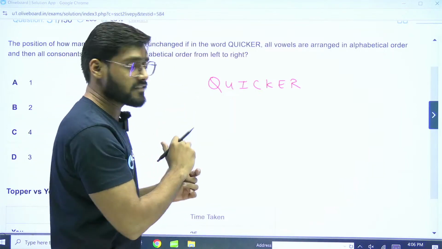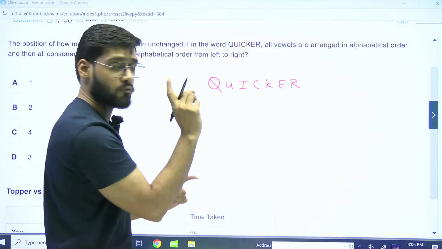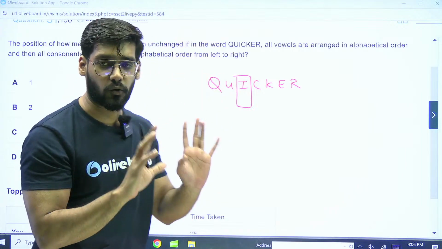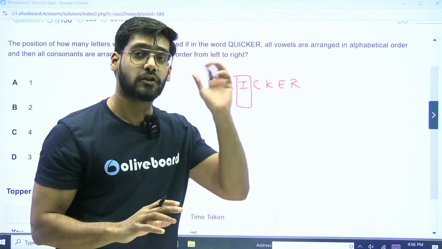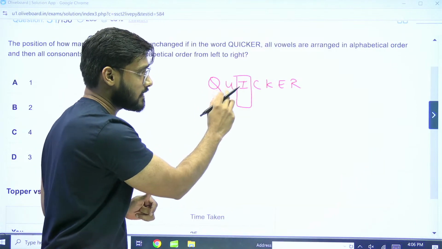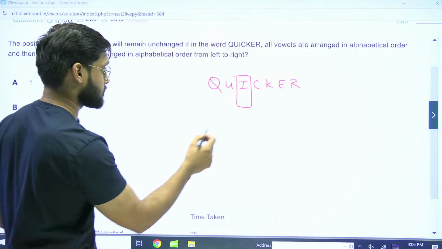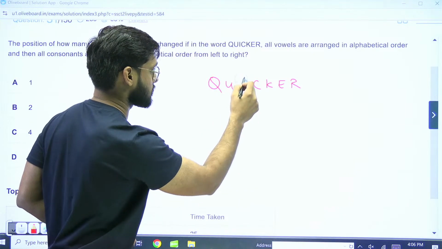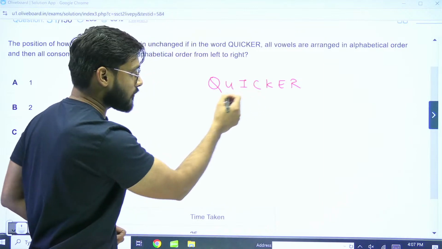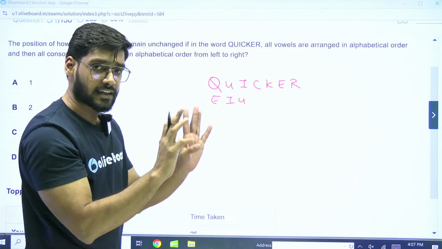If I am arranging the vowels, first of all, what will come? E, I, U. No need to write; you can do it just by imagination. First of all E will come, then I will come, then U will come. In Q-U-I-C-K-E-R, all three vowels are changed. Then what will come?